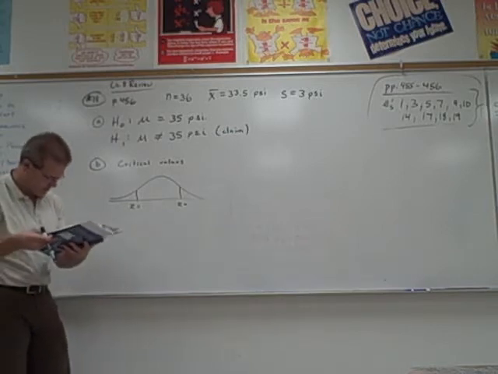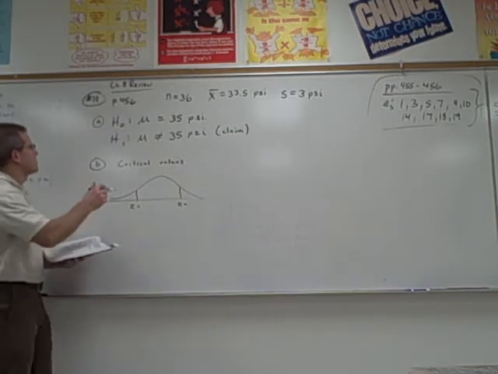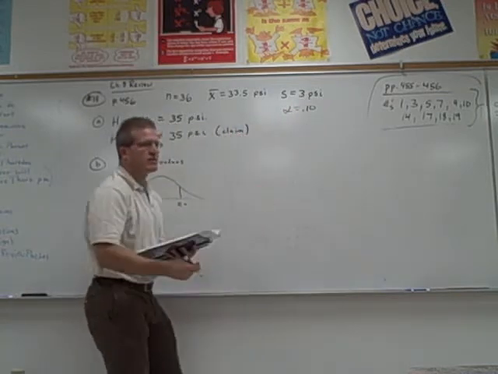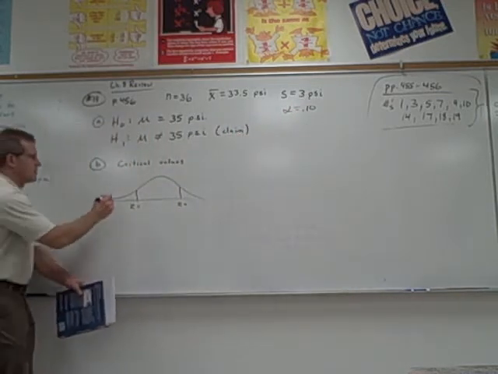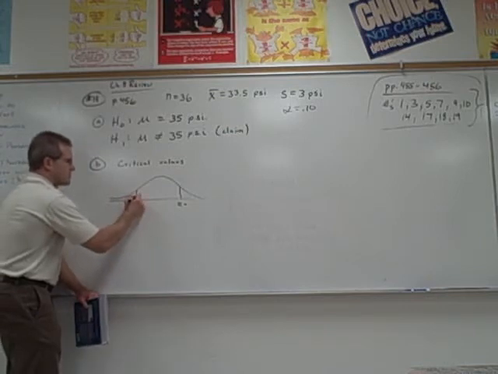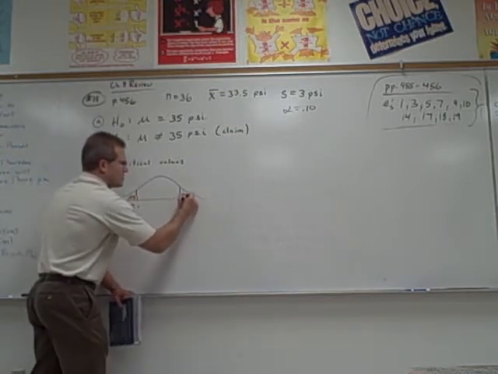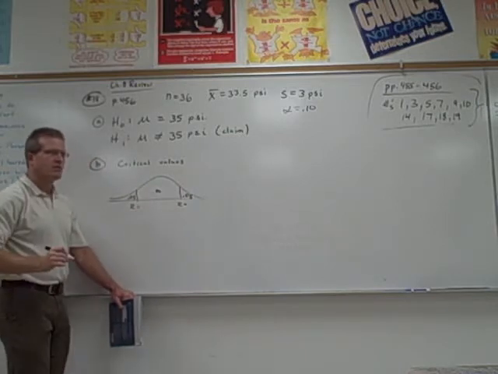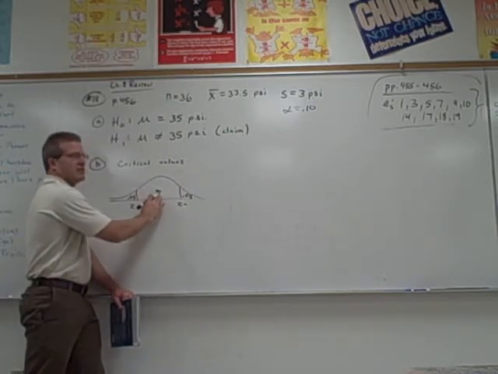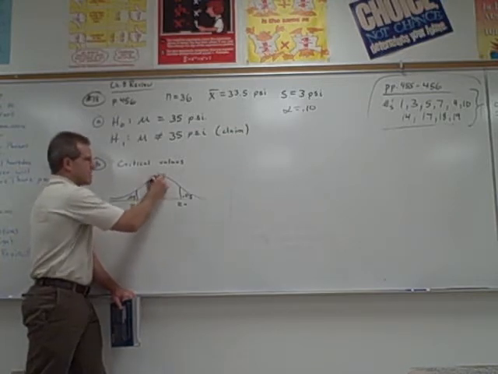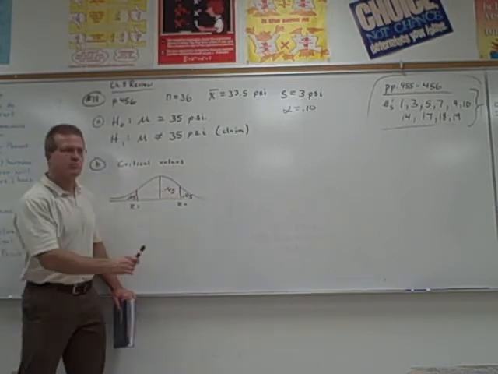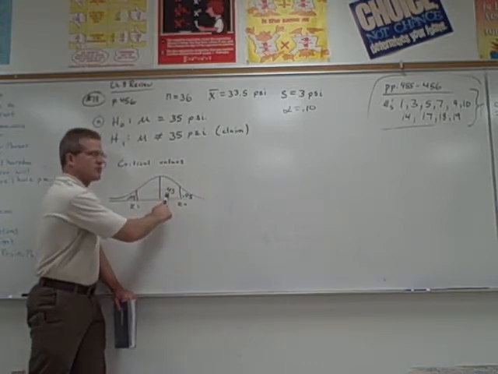Our alpha value on this one is 10% or 0.10. So we need to divide that by 2, because there would be 5% in each tail. 5% here, 0.05, and 0.05 in the right tail. So that leaves 90% in the middle. If we divide that by 2, what's 90% divided by 2? 0.45. So this is going to be 0.45. Of course, another way to find that would be to take 0.5 minus 0.05, and that would be 0.45.